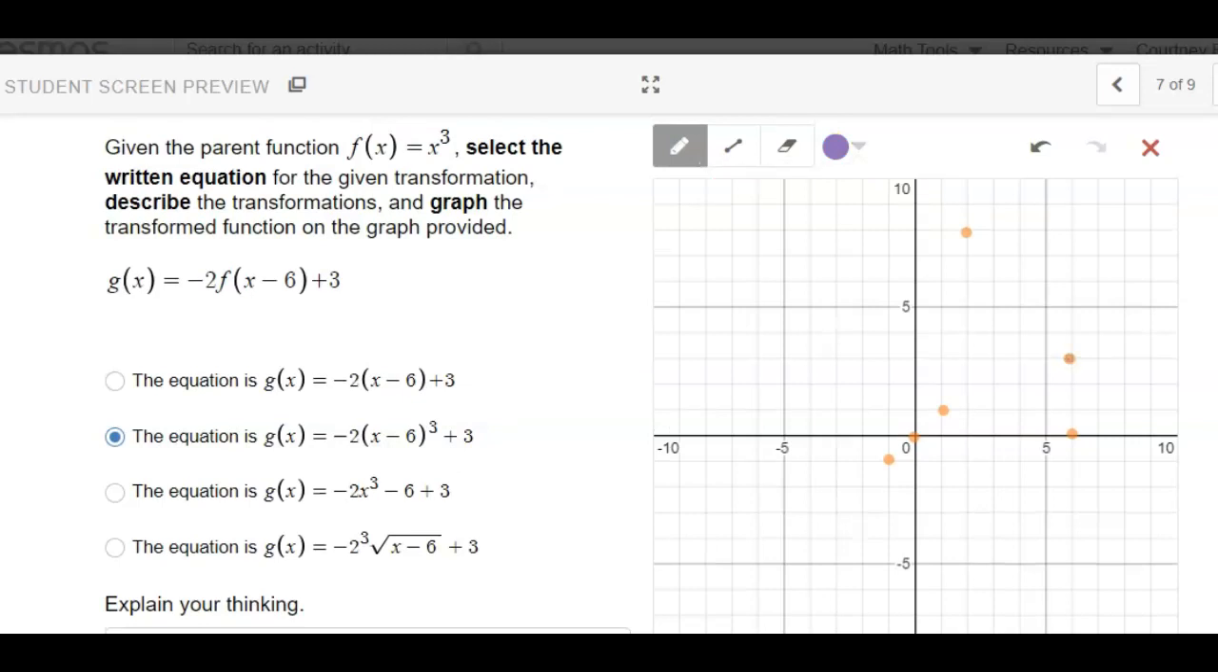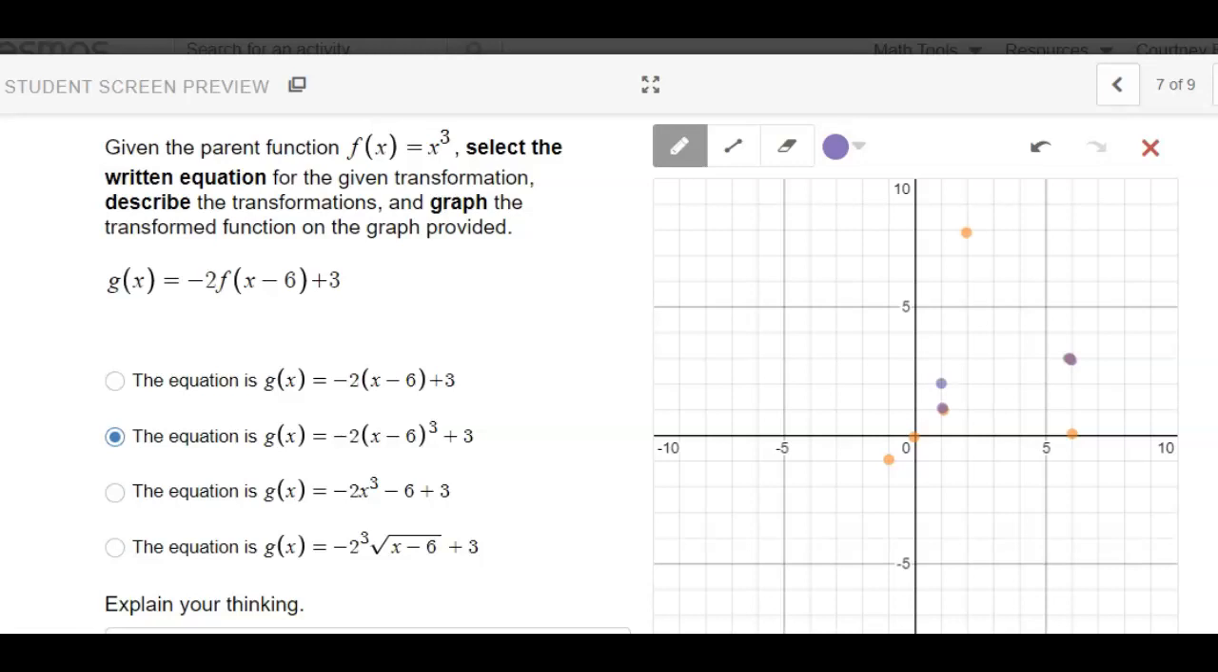So here is my vertex. We decided that we need to reflect over the x-axis. So that means that instead of starting at the bottom and going to the top right, we're going to start at the top left and we're going to go to the bottom. And then we're stretching by 2. So instead of going over to the right 1 and up 1, we'd go over to the right 1 and up 2. Okay?